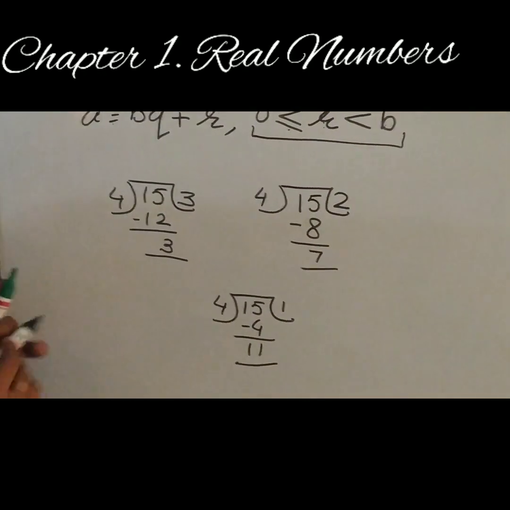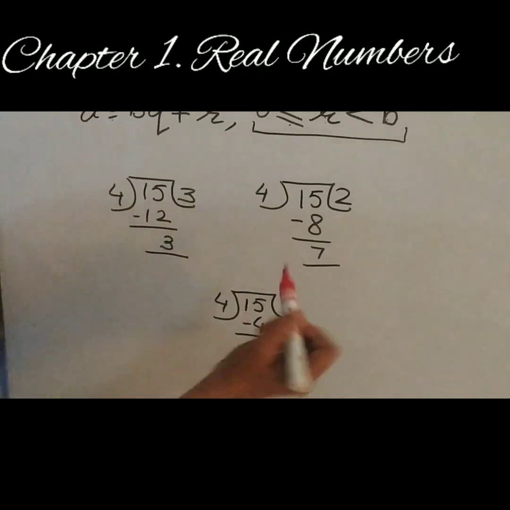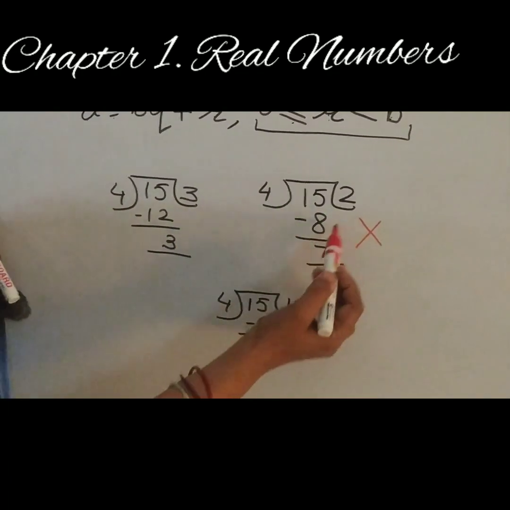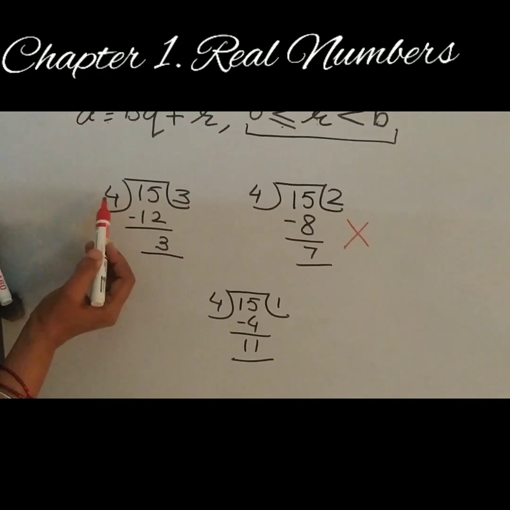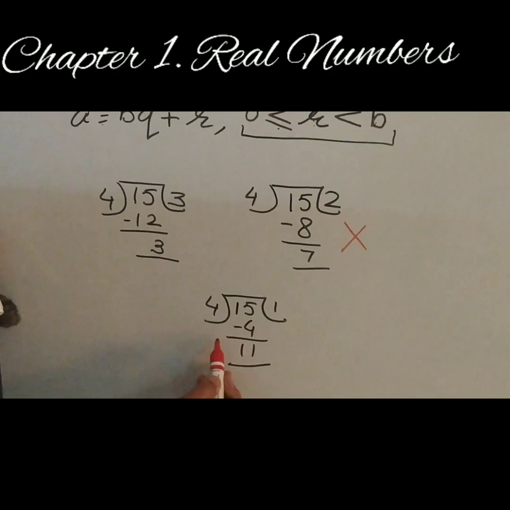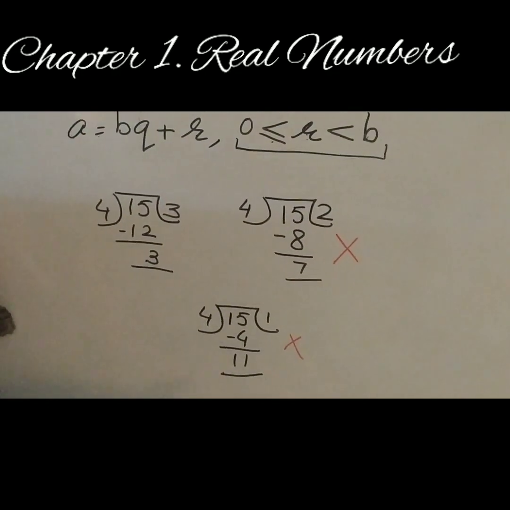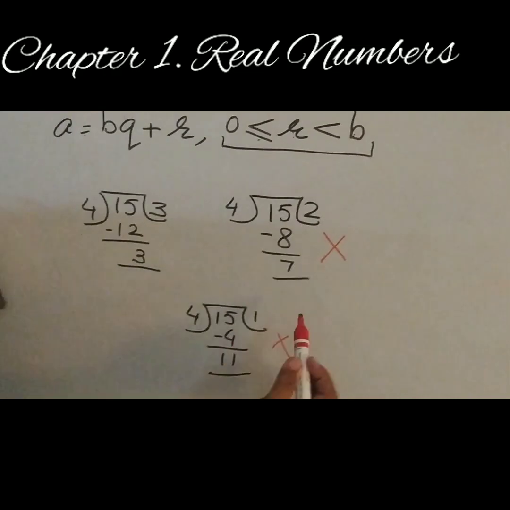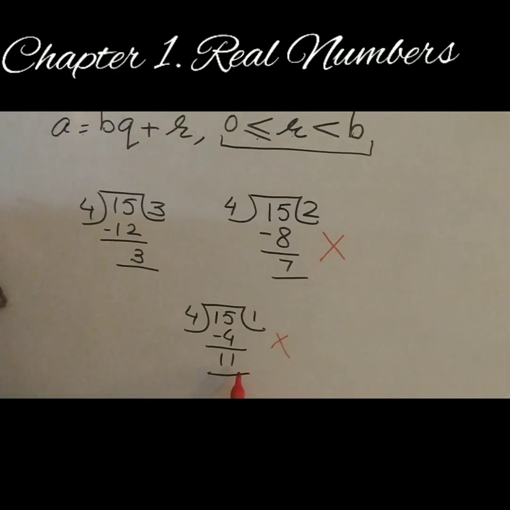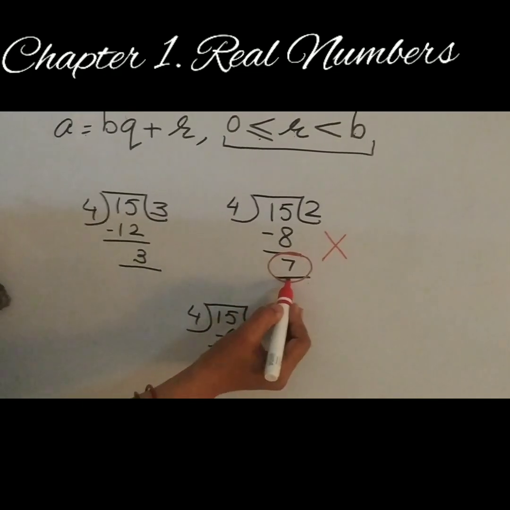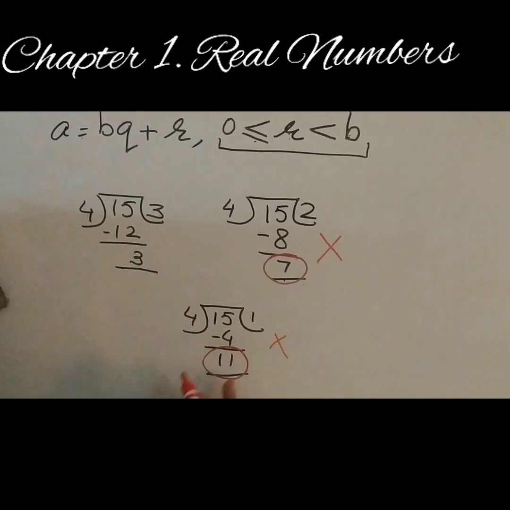You can easily tell this division is not correct. Why is this division not correct? Because you know it can be done like 4 3s are 12, so we are getting remainder 3. Even this division is also incorrect. Now I tell you why you can easily say these divisions are incorrect. The reason is, this is the remainder. Here remainder is 7 and here remainder is 11.